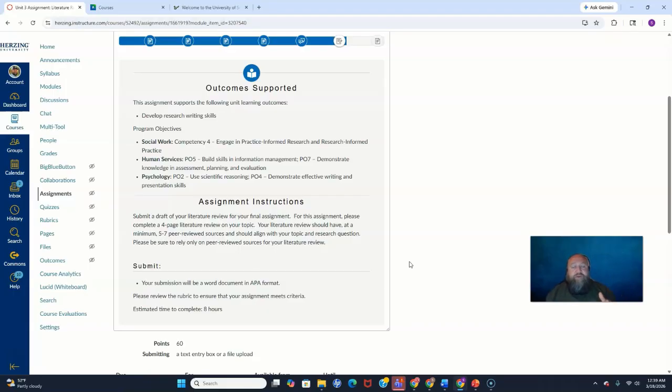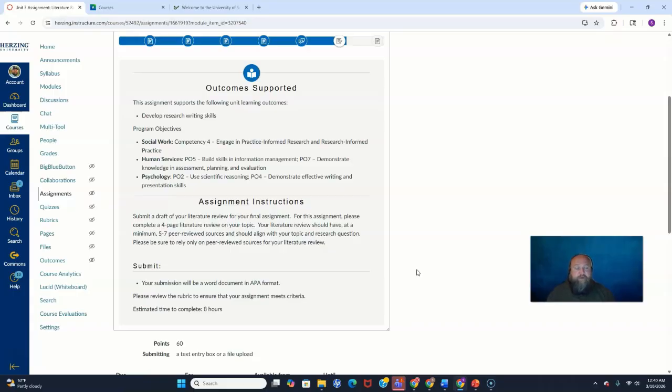You should have between 5 and 7 peer-reviewed sources and they should align with your topic and research question, which we've already done. Now, this is where I do have to give a little bit of a disclaimer. The paper needs to be done in APA format. You do need to have a title page, no abstract, so that doesn't count as part of those 4 pages.